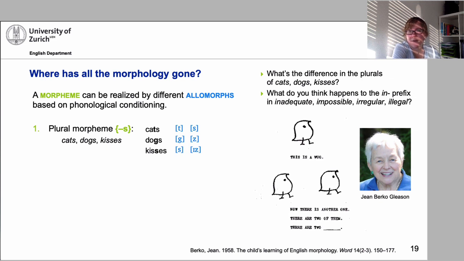So Jean Berko Gleason came up with this brilliant idea, and it's iconic, and it's been very influential in linguistics in general. She presented children, as well as adults, but she wanted to know whether children know this rule that you pick an allomorph based on its phonological environment. And so she presented kids with pictures of the WOG. She used nonsense words because she wanted to avoid that children just produced a plural that they had previously heard. And children are very good at producing the allomorph that is consistent with the phonological environment. So for WOG, they would produce WOGz rather than WOGs, okay?